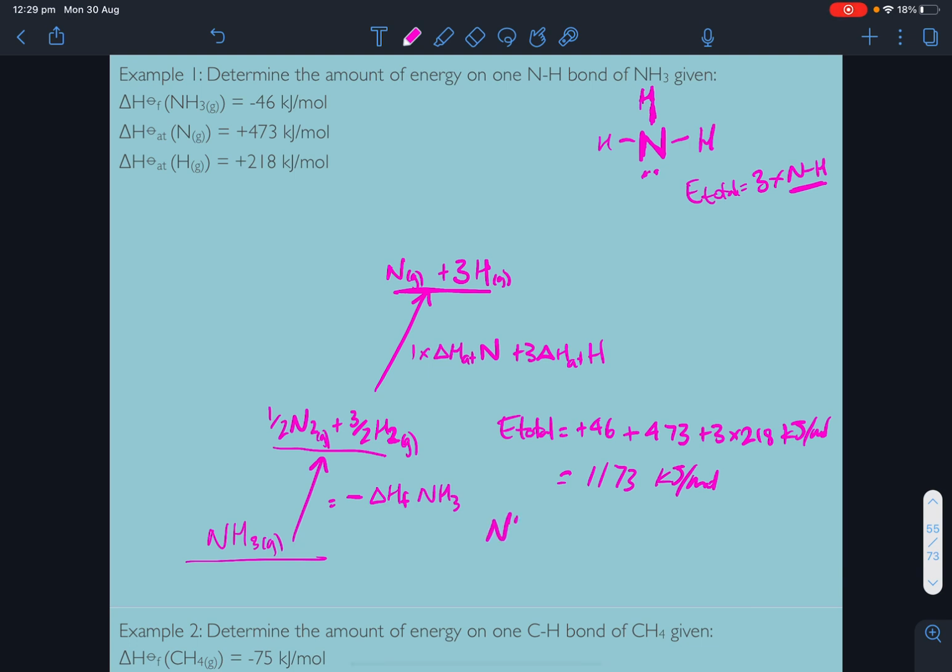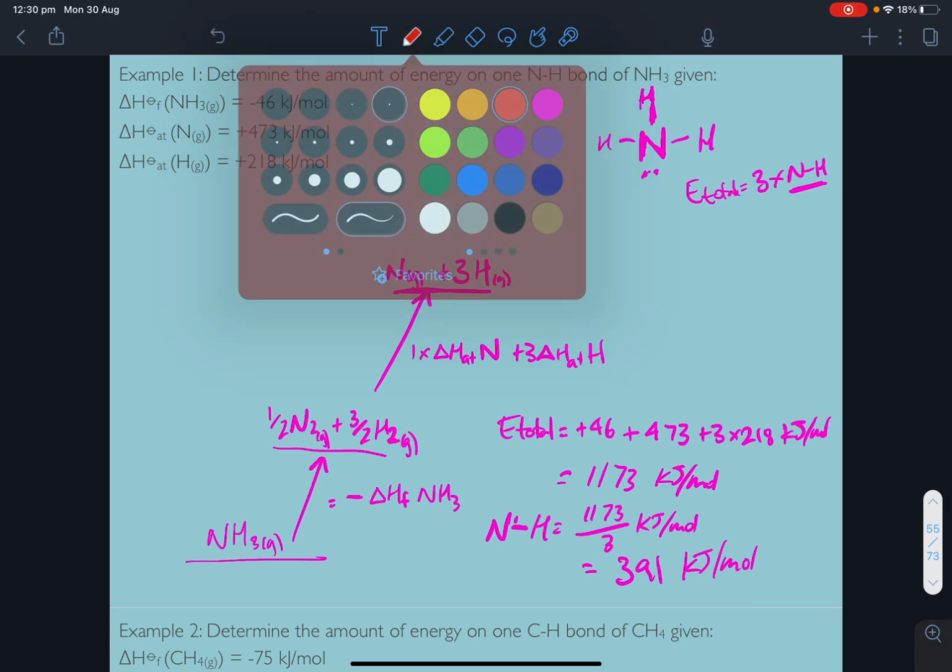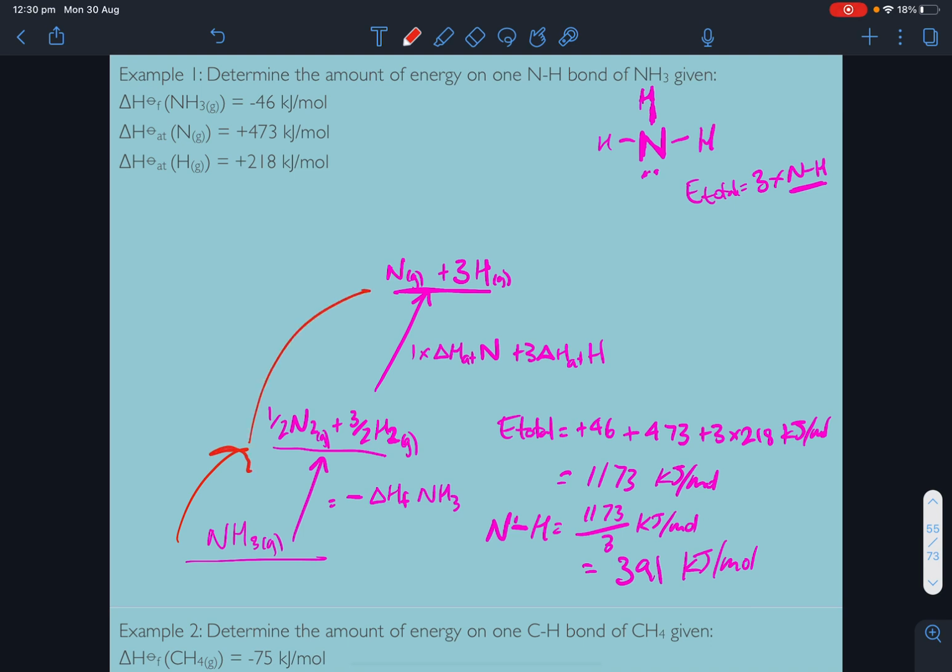So just the nitrogen-hydrogen bond equals 1173 on 3 kilojoules per mole, which equals 391 kilojoules per mole for the nitrogen-hydrogen bond. So we've got that one bond energy. So we did it by calculating the total bond energy and dividing by 3. And we got the total bond energy by working out what's the negative heat of formation, or the energy to go from here to here, and then the energy to go from here to here using the sum of the heat of atomizations.